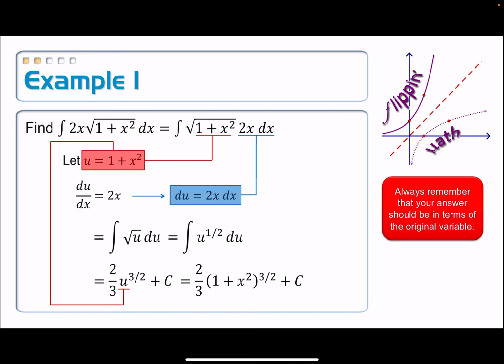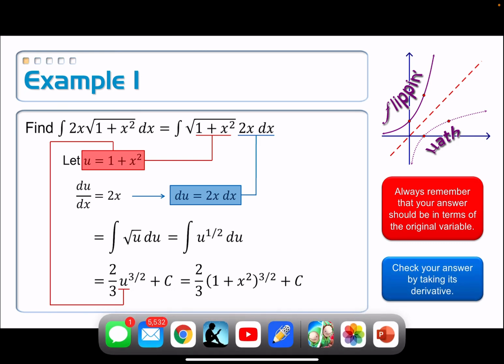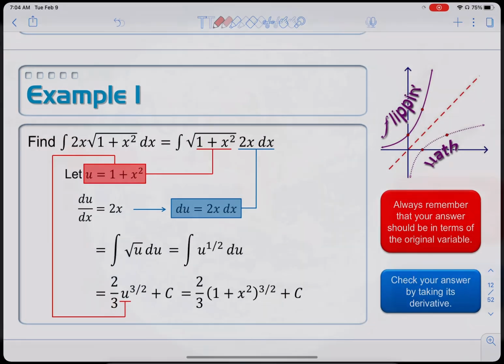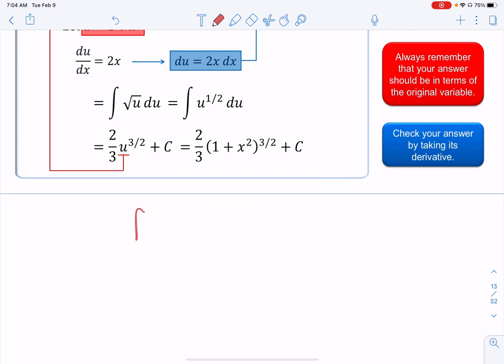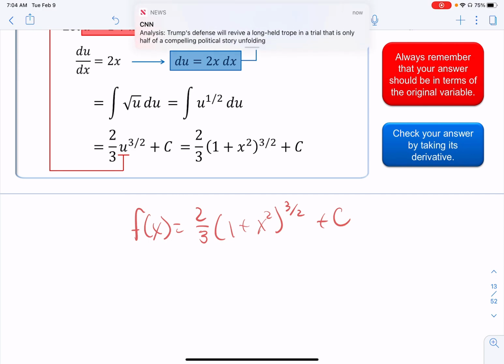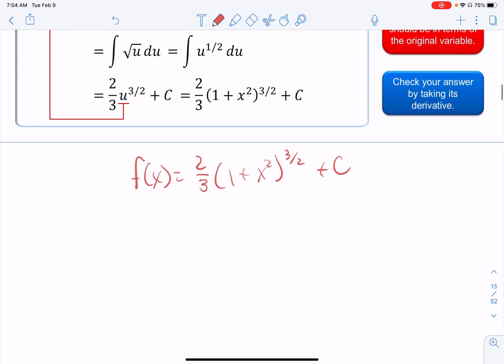And well, just like with any anti-differentiation, you always know if you're right. And the way that you know that you're right is by just taking the derivative of what you got, right? So check your answer by taking the derivative. Let's go ahead and do that real quick before we wrap up this video here. I'm going to take the derivative of, let's say that this is my function, f of x is equal to 2/3 (1 plus x squared) to the 3/2 plus c. And I would have a particular number there instead of this c. And then let's find its derivative.